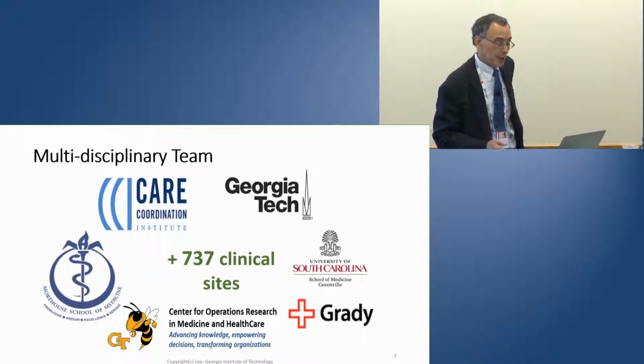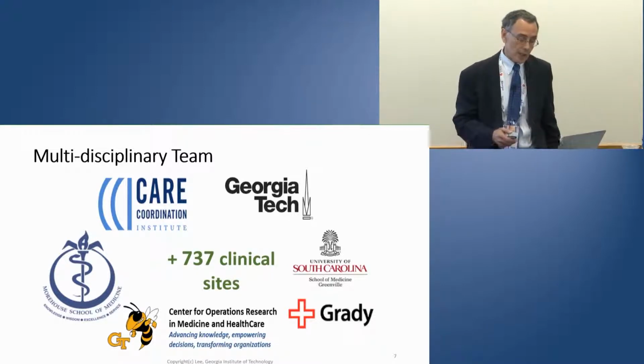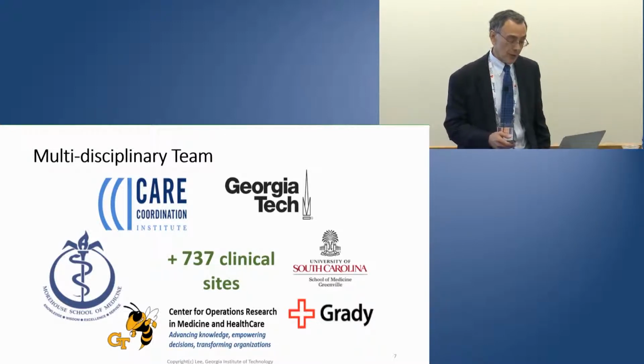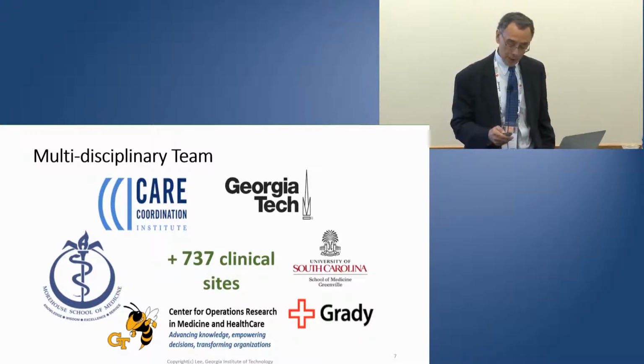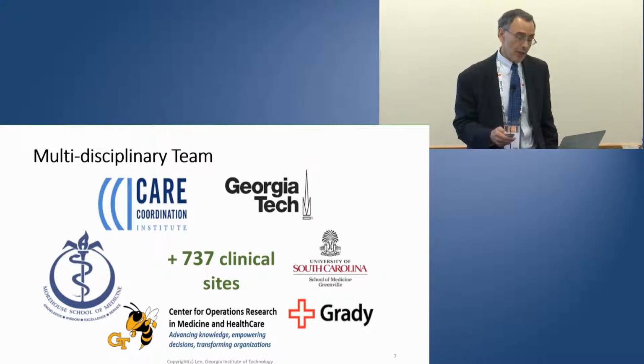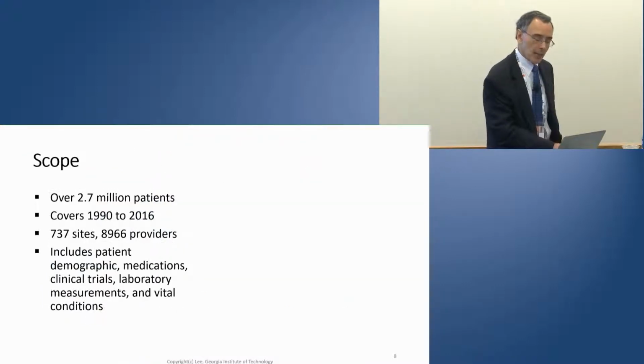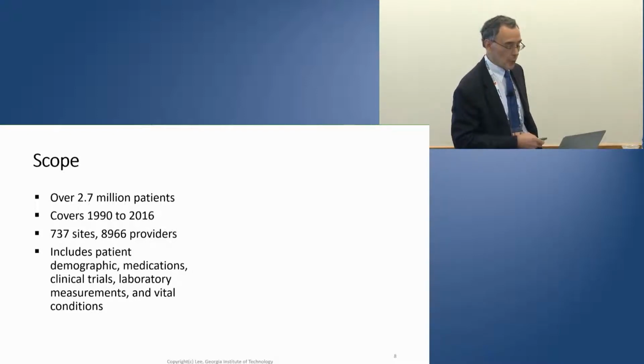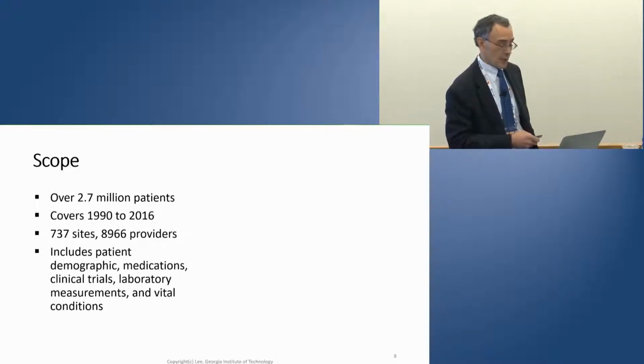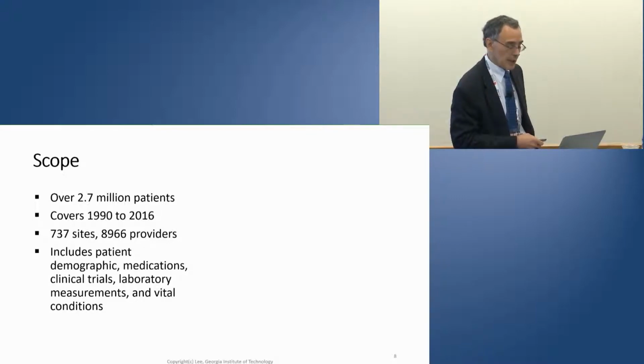So this is a multidisciplinary team. Georgia Tech, Dr. Eva Lee with the analytics, our Care Coordination Institute, is currently working with more than 737 clinics. And you see Grady, University of South Carolina, Morehouse have also been part of this collaboration. And then Georgia Tech, the Center for Operations Research. The scope, our database that we shared with Eva includes 2.7 million patients. It covers a significant time span, multiple sites, nearly 9,000 clinicians, and includes the data that's shown here.